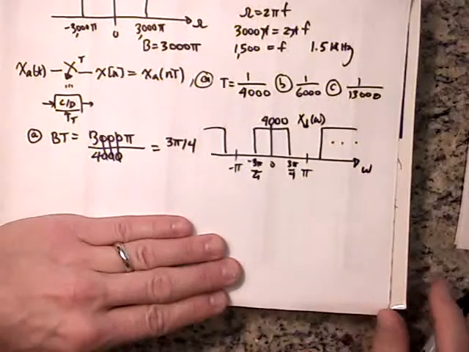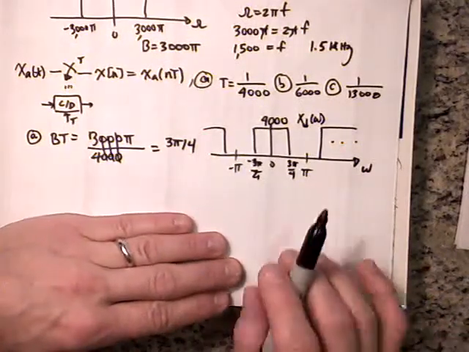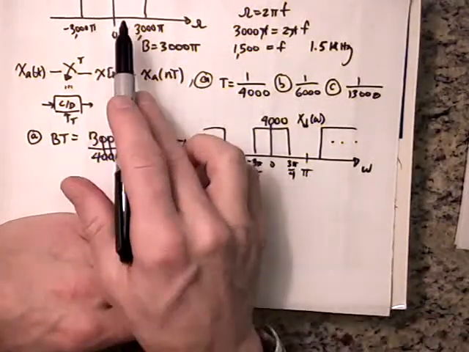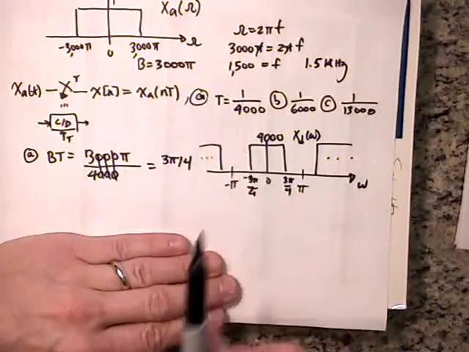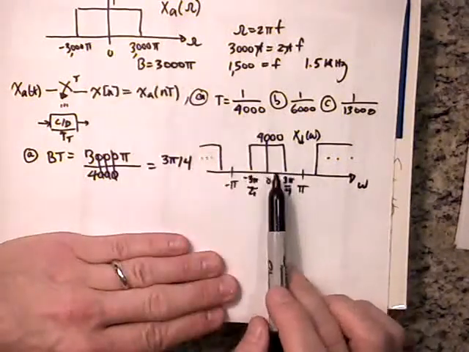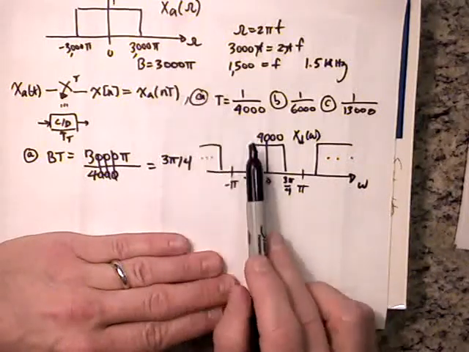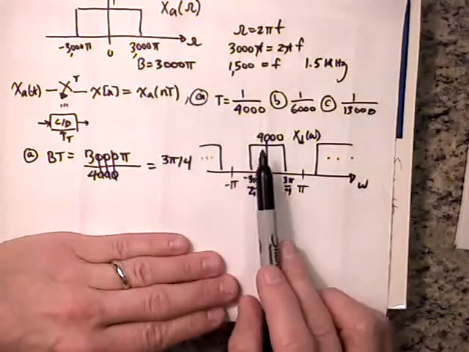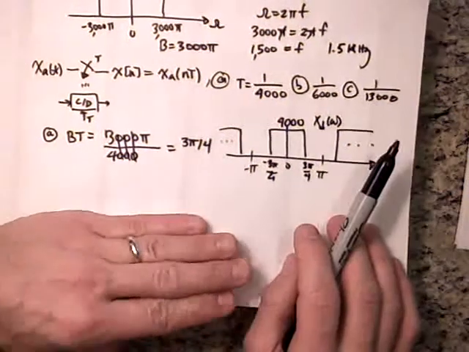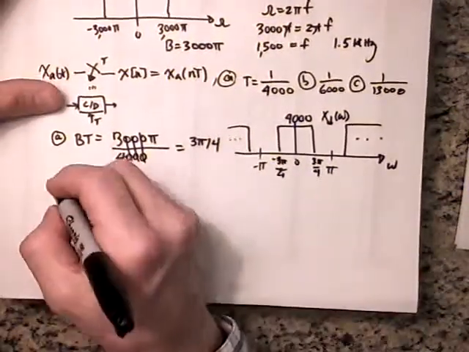Nice and simple. So as long as there's no detrimental aliasing, it's very easy to map the analog spectrum to the discrete time spectrum. You just take this picture, you copy it in the range minus pi to pi, and you scale it by capital T. So what was 3000 pi is now at 3/4 pi. That was case A.